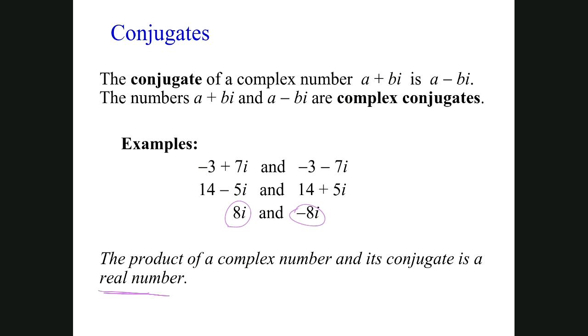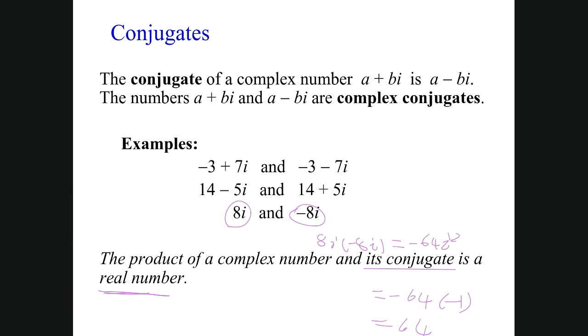The product of a complex number and its conjugate is a real number. So look at this one right here. If I have 8i times negative 8i, let's look at the easiest one. I will have a negative 64i squared. Look at it. 8 times 8 is 64, and I carry the negative over. And how much is i squared? Well, i squared is negative 1. So if I multiply these two together, I get positive 64, which is a real number.